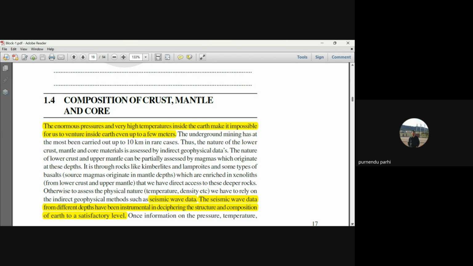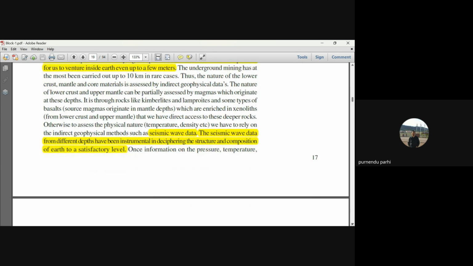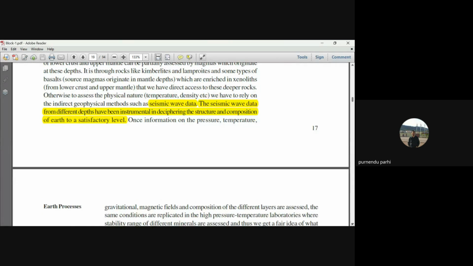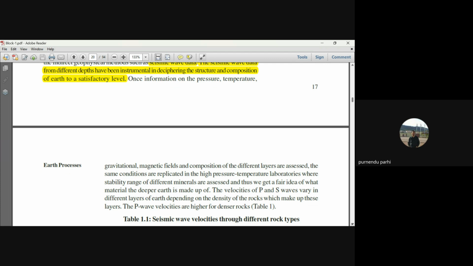The seismic wave data from different depths have been instrumental in deciphering the structure and composition of Earth to a satisfactory level. Once information on the pressure and temperature, gravitational and magnetic field, and composition of the different layers is assessed, the same conditions are replicated in the high pressure temperature laboratory where stability ranges of different minerals are assessed, and thus we get a fair idea of what the material at the deeper earth is made up of.